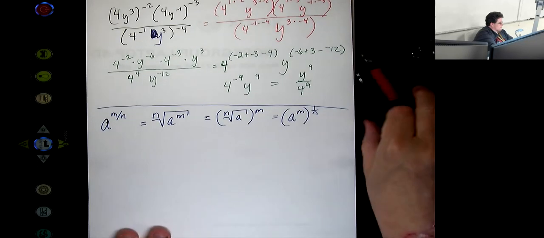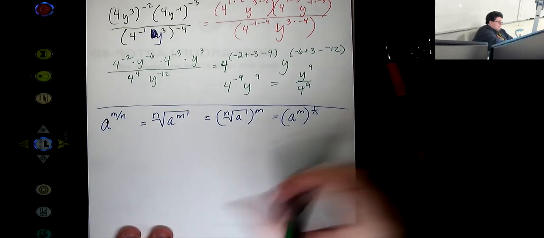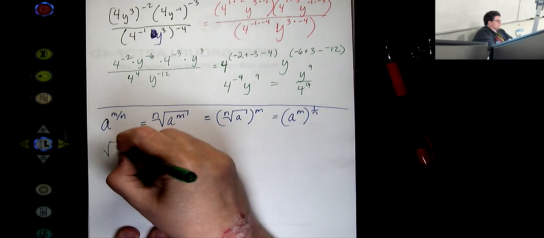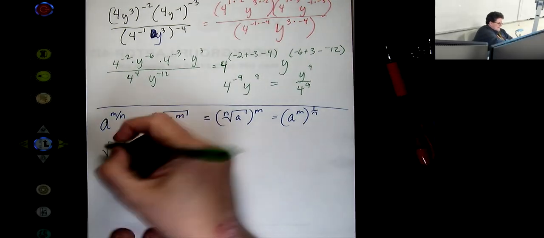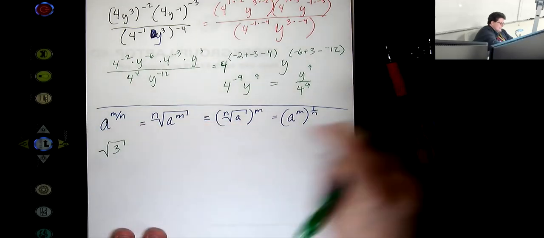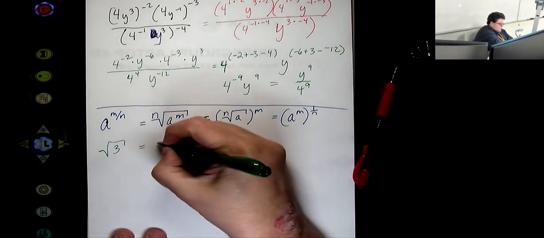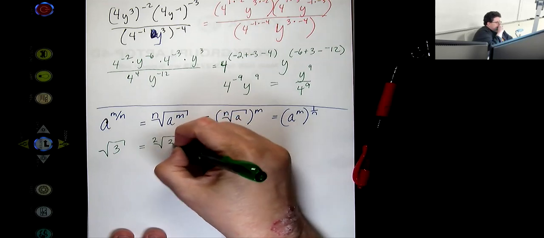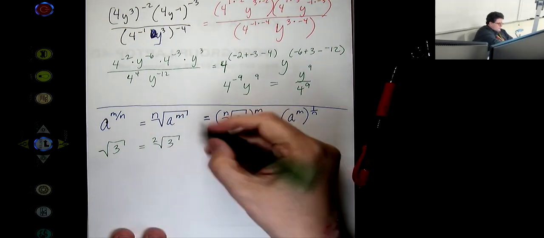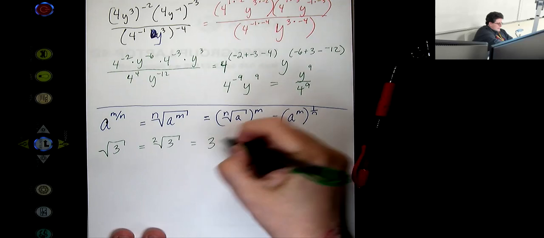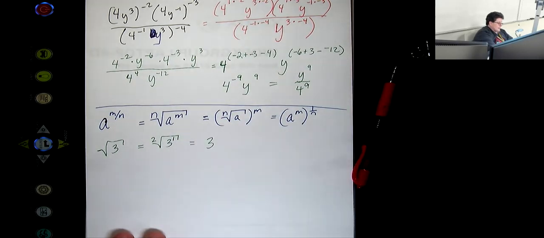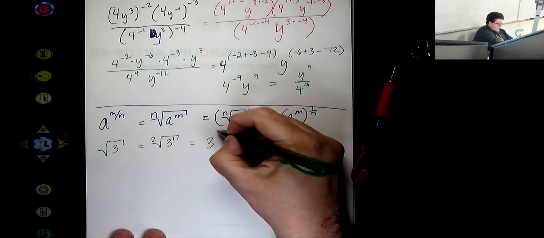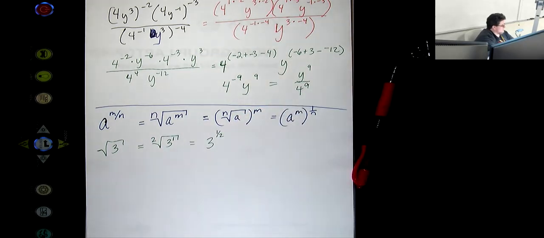So one you guys know, the square root of 3. When you don't see the index out here, the missing index is really a 2. So doing square roots just means writing the exponent. I have an exponent of 1 on the inside. This becomes 3 to the 1/2 power. So square roots are 1/2 exponents.